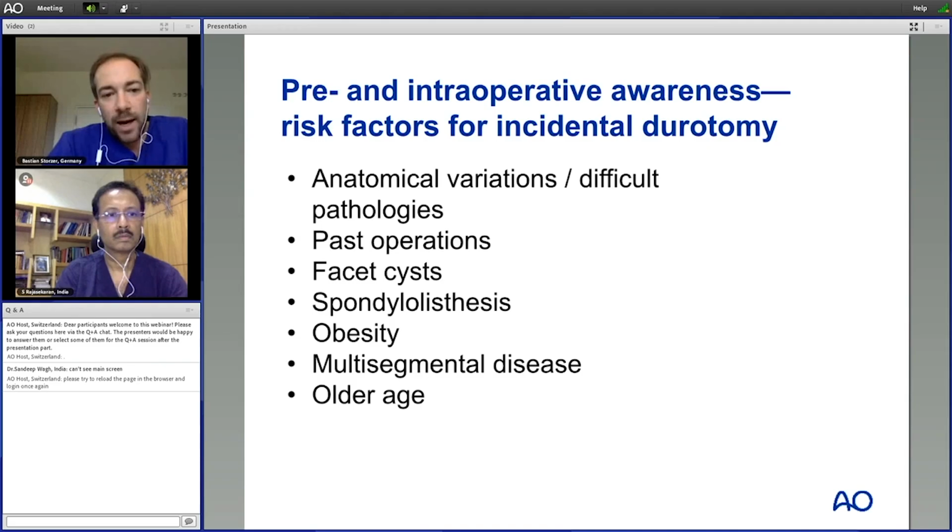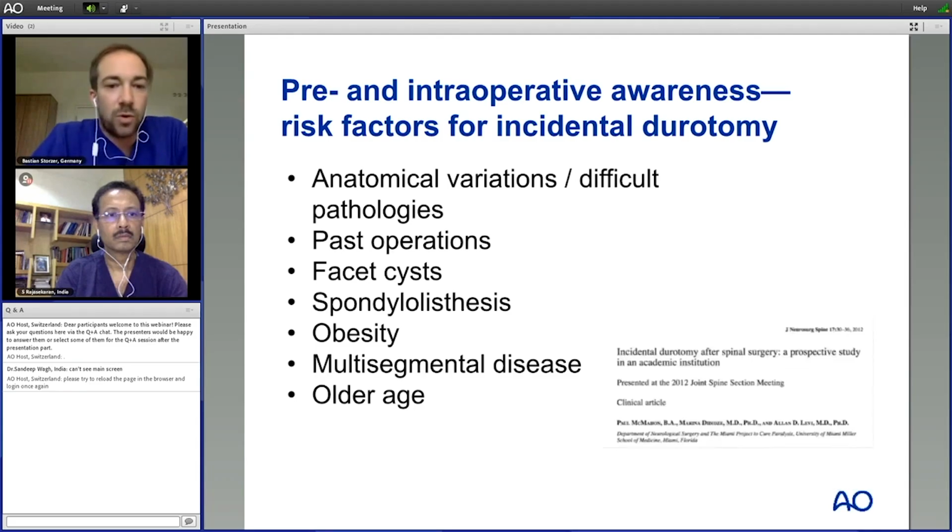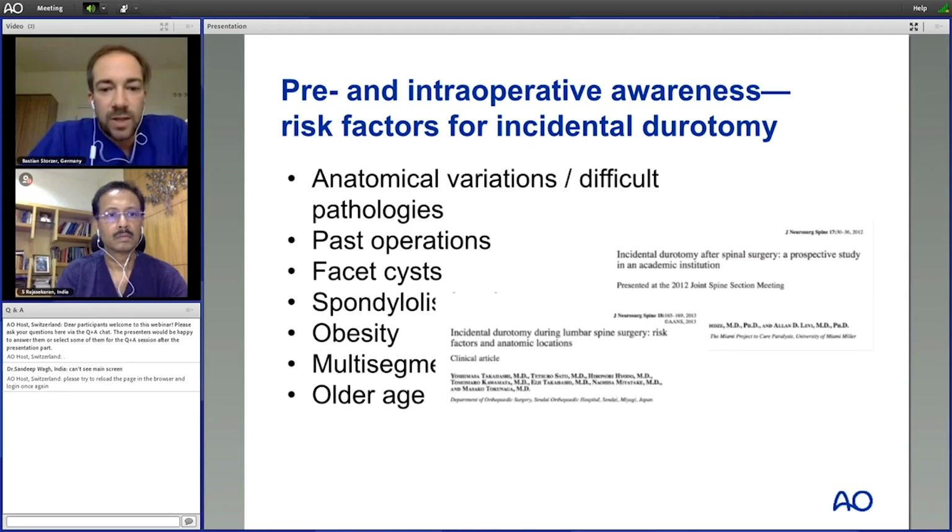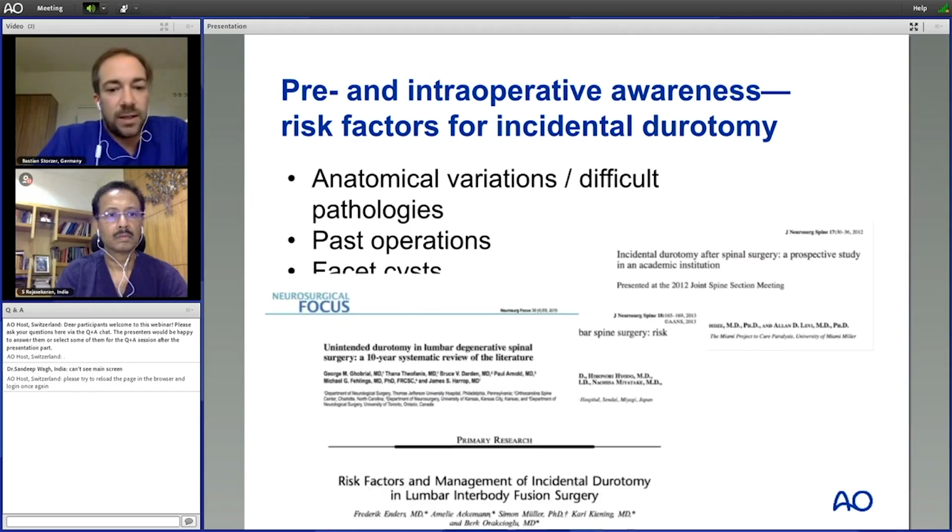So awareness is the key, and risk factors are the anatomical variations, as we heard before, past operations, facet cysts, spondylolisthesis, obesity as well, and of course multi-segmental disease. Some studies also showed older age. Here are some studies which see that.